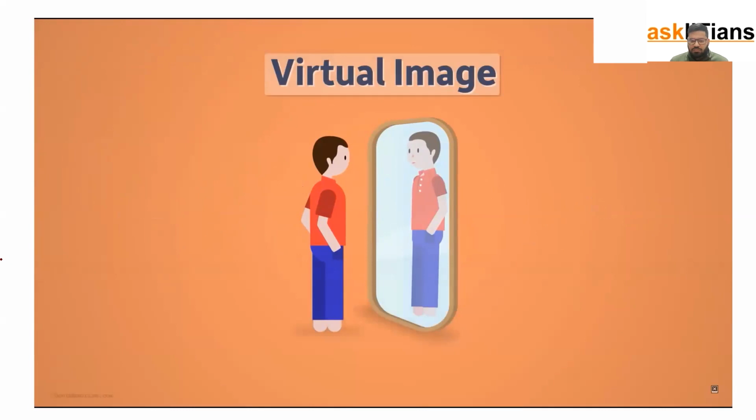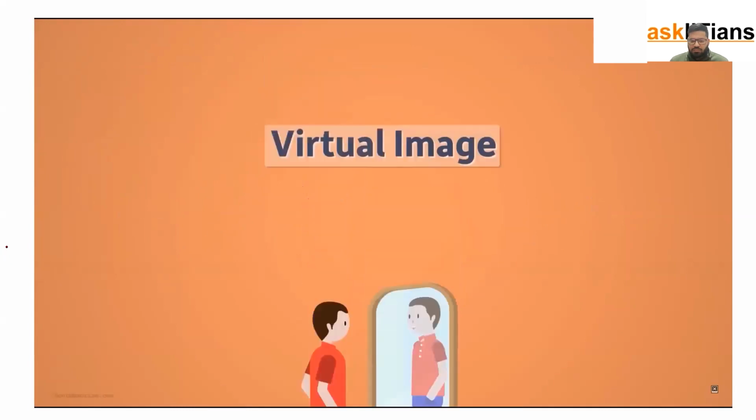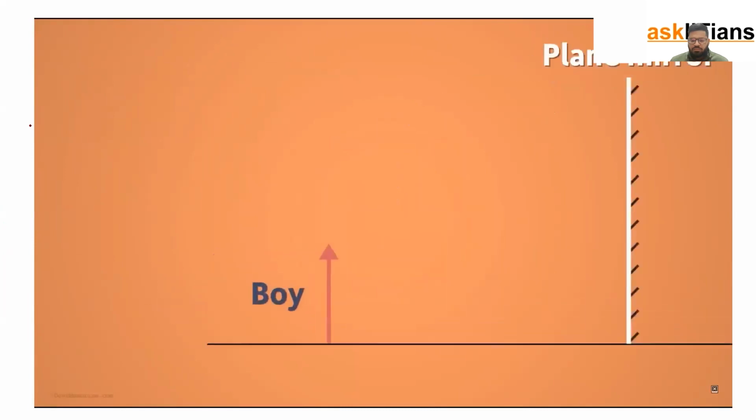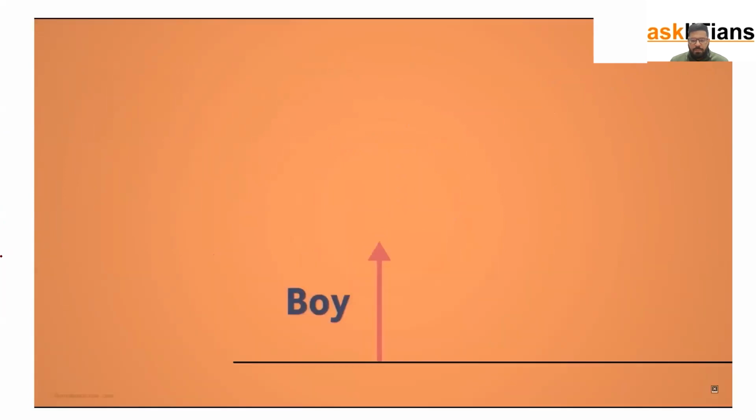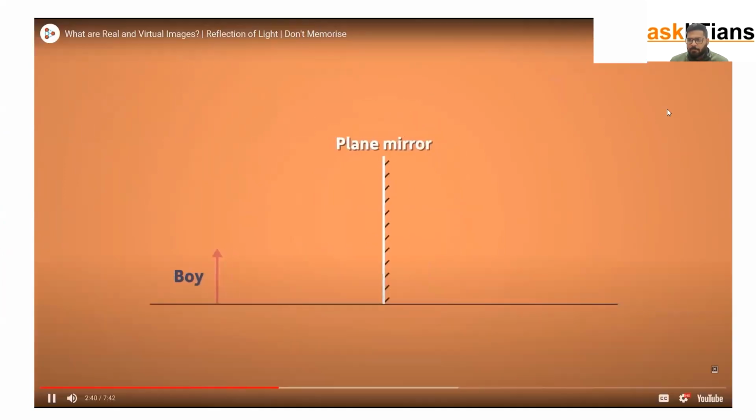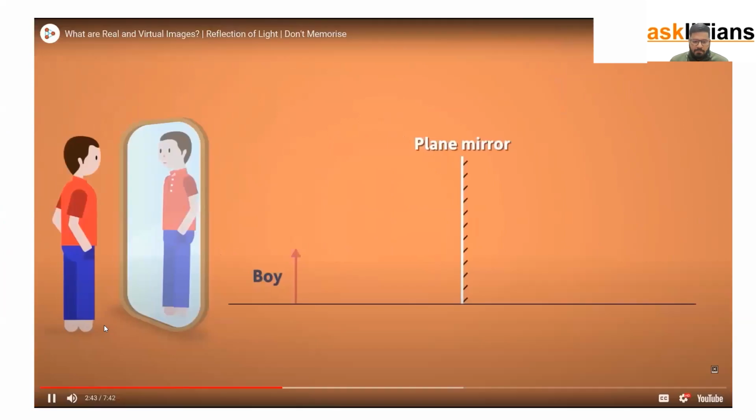In order to explain what a virtual image is, let's first simplify this image. Represent this boy with an arrow pointing up, and here is the mirror. You can assume the top of the arrow to be the top of the head of the boy. So where is the image of the boy from? When we see the image in the mirror, it seems to us that the image is from somewhere behind the mirror. So what is happening here?